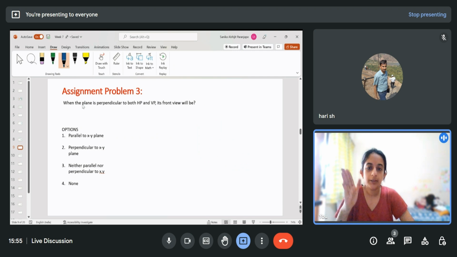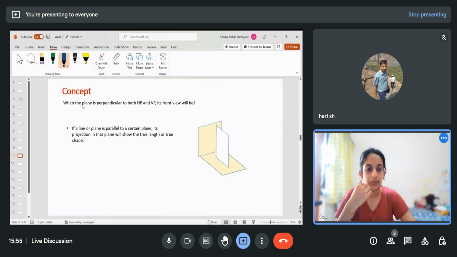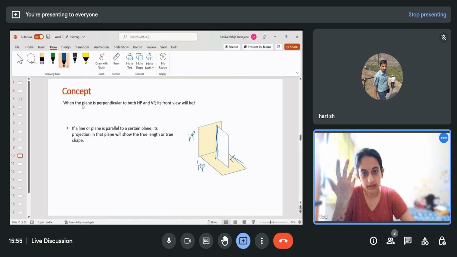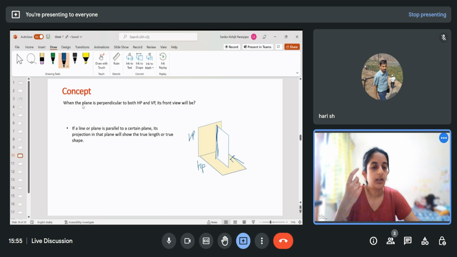Third is, when the plane is perpendicular to both HP and VP, its front view will be. So when the plane is perpendicular to both HP and VP, this is my VP and this is my HP. So in this case, in front view I will see a line. If it was only perpendicular to HP, then nothing is said about angle with VP. Then I'll actually start with this thing.